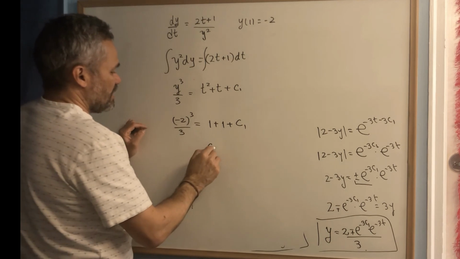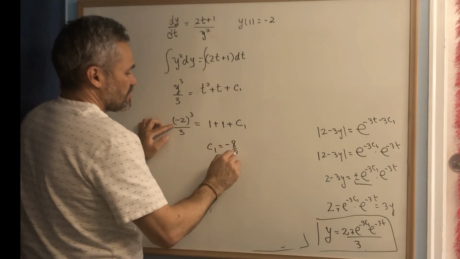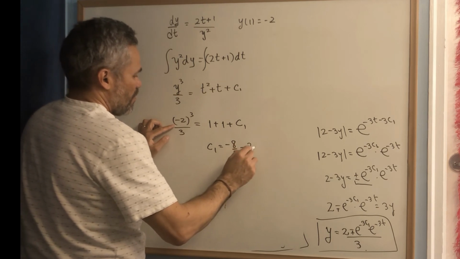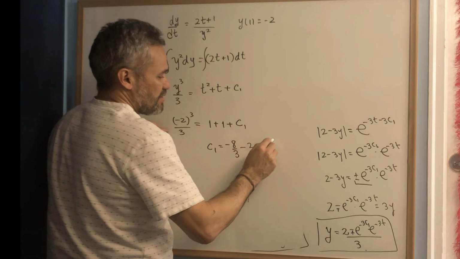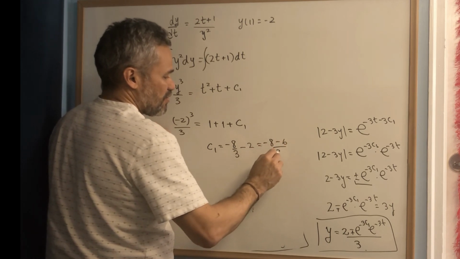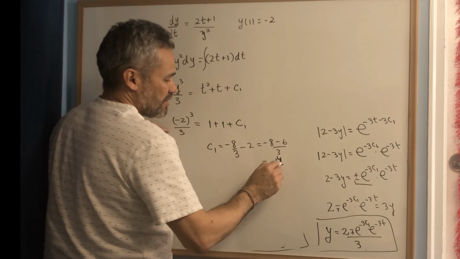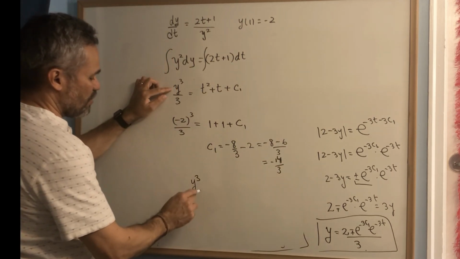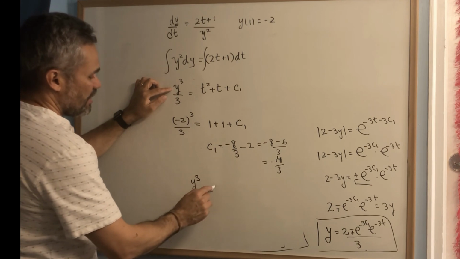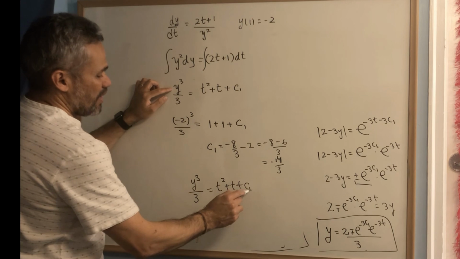The constant is c1 equal to -8/3 minus 2. What is this? This is -8 minus 6 over 3. This is -14/3. Then we have that the solution is y cubed over 3 equal to t squared plus t plus c1.